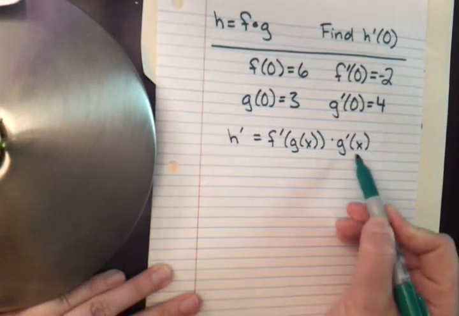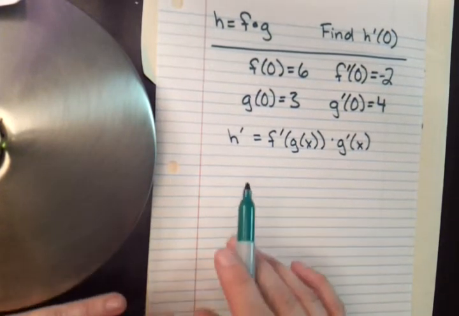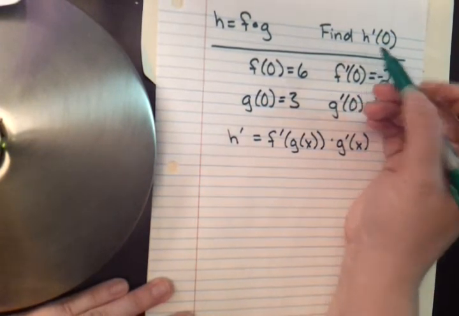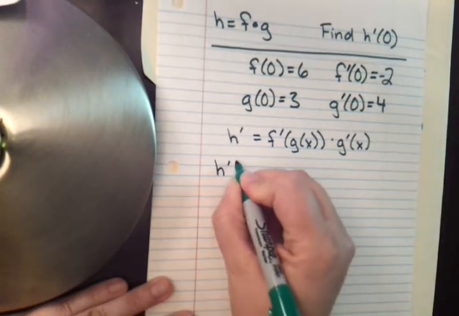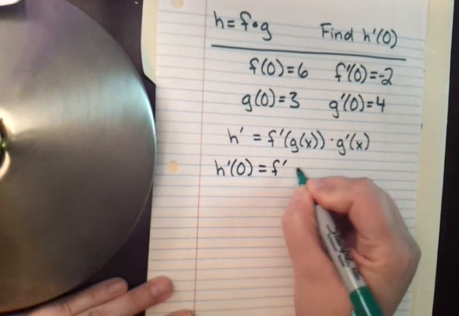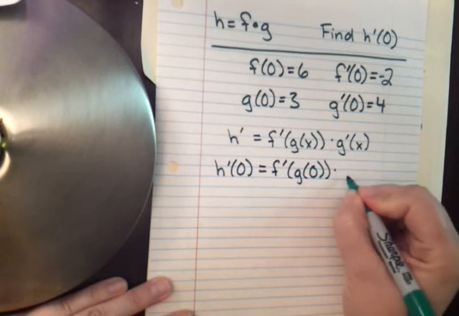And from here on out, this is just a matter of filling in the blanks. So this is the formula for h prime. Doesn't really matter that you don't know it off the top of your head. No big deal. We've got it here. Write this down on your paper. They want us to find h prime of 0. So I'm going to write that. H prime of 0. Well, h prime of 0 just means that I go through and fill in every one of these x's with a 0.